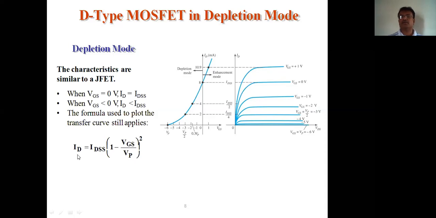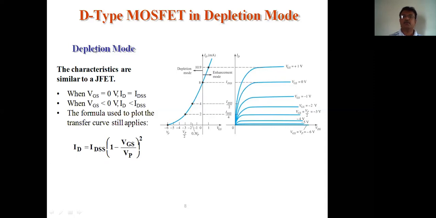This is the formula to find the drain current. This is the drain to source saturation current, this is the gate to source voltage, and this is the pinch-off voltage. They will give you almost all parameters except one, and they will ask you to find out the remaining parameter. So the numericals will be very simple, so I'm not solving them here. The same problems are there in your textbook or the material that I have shared. So go through that, and any doubts you can post on Edmodo.